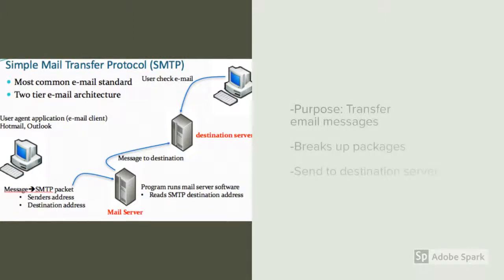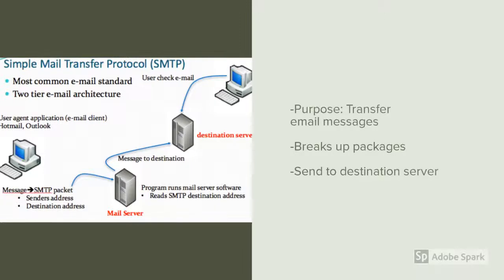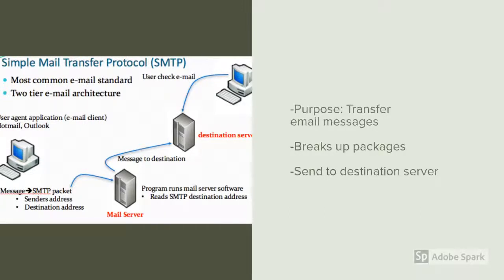Simple Mail Transfer Protocol, SMTP, is used for the transferring of email messages from source to destination email server. It works by the email message being broken up into packages, each with the destination attached to each package. The client's email server looks at the destination address and sends the message to the destination server, ready for the recipient to log in and read their email.